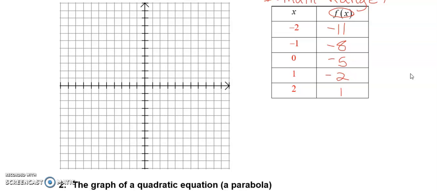So -2, -11. Let me see here. -2. I go down 11 blocks, 2, 4, 6, 8, 10. Ooh, I go right to the bottom. Look at that. There's my first point. So just put a dot there.